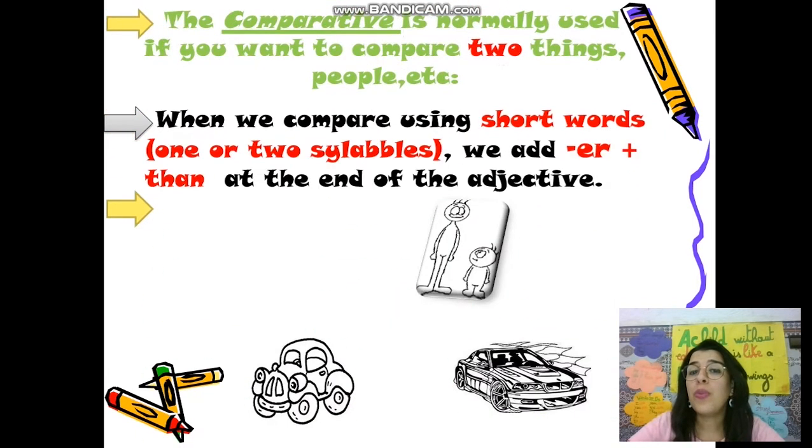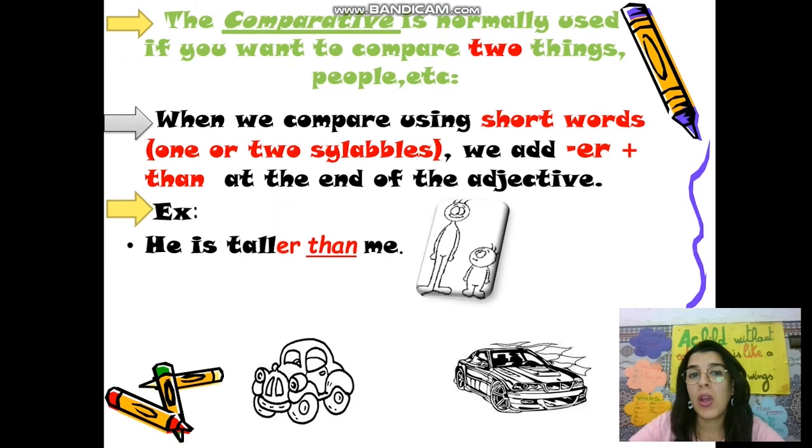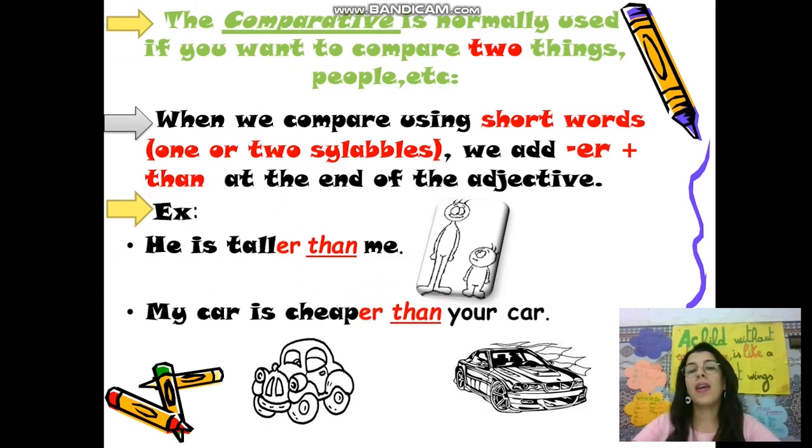So, as we said in our class, what do we mean by a comparative? We said that when we want to compare two things, we use the comparative. Actually, we need only two things, two objects, two people. So the comparative is normally used if you want to compare two things, people, etc.